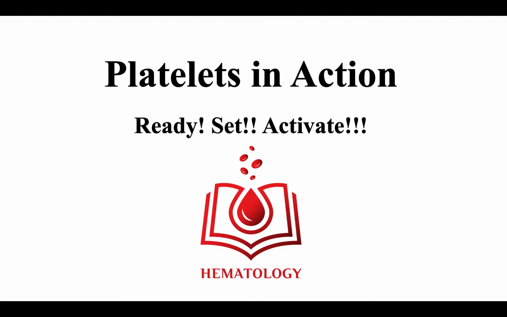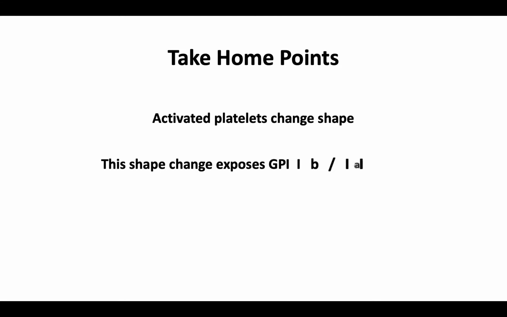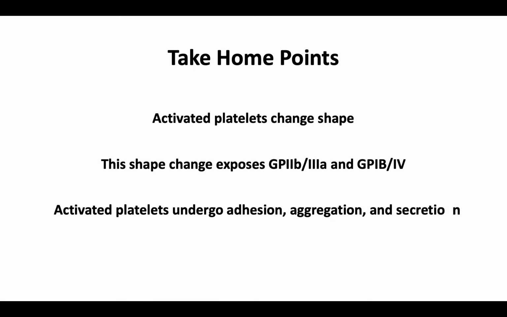In this video, we will learn what happens when platelets become activated. Throughout this video, we will discuss the following take-home points. Activated platelets change shape. This shape change exposes and changes the shape of the platelet receptors GP2B3A and GP1B95. Activated platelets undergo adhesion, aggregation, and secretion.